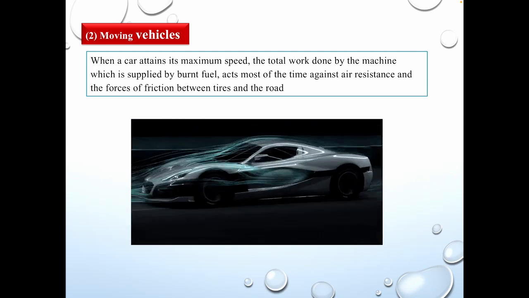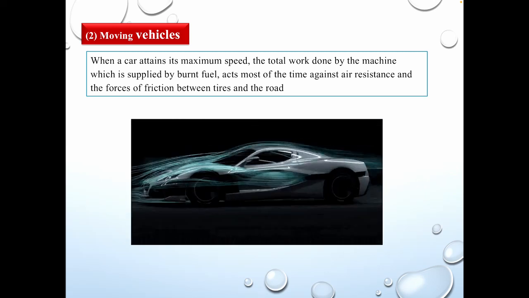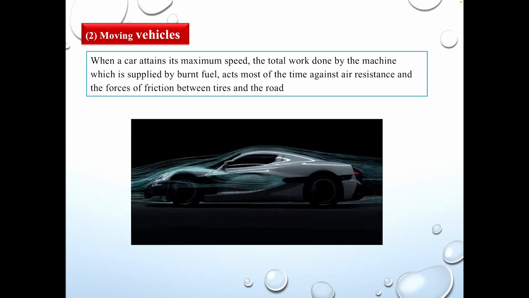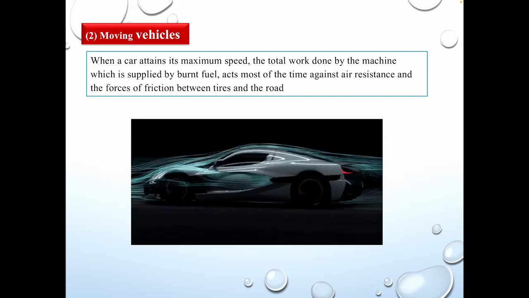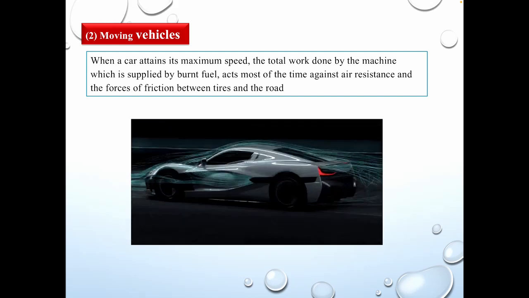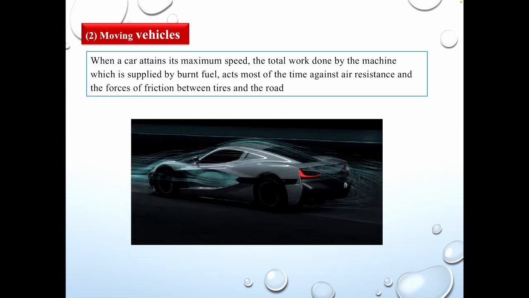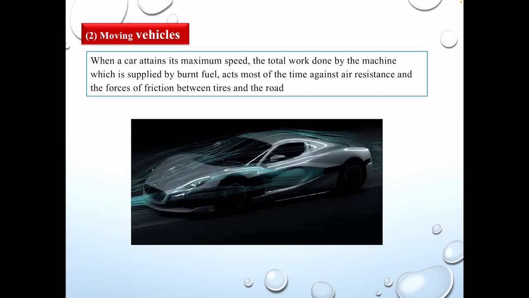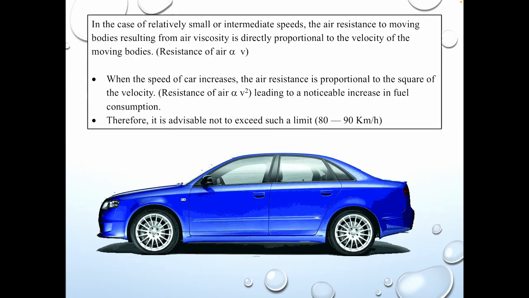Moving vehicles, this is number two. When a car attains its maximum speed, the total work done by the machine, which is supplied by burnt fuel, acts most of the time against the air resistance. Air resistance prevents the high speed of the car, along with the force of friction between tires and the road. At relatively small or intermediate speed, the air resistance to moving bodies resulting from air viscosity is directly proportional to the velocity. This is at small or intermediate speed.